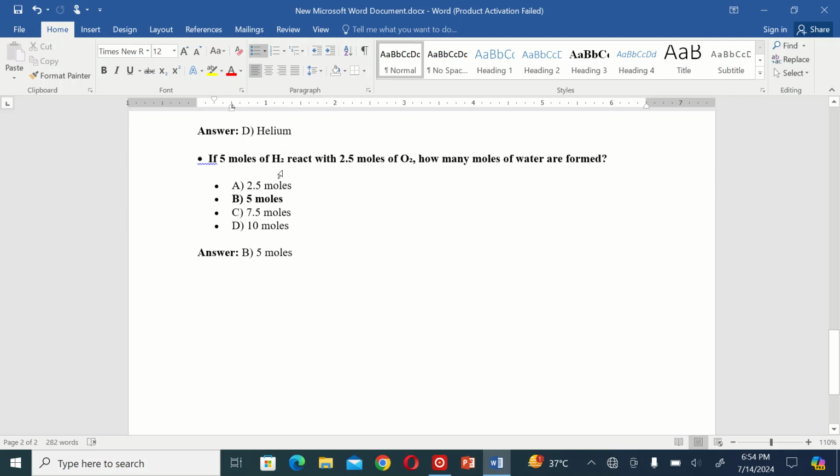If 5 moles of H2 react with 2.5 moles of O2, how many moles of water are formed? B is the correct option.